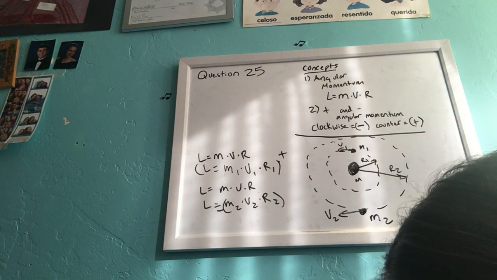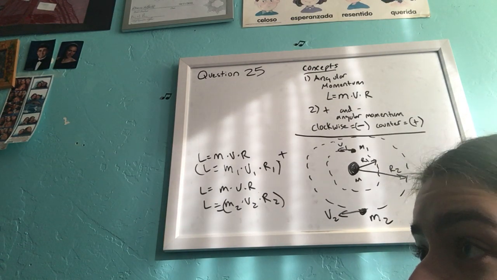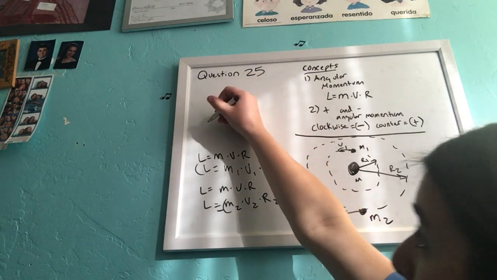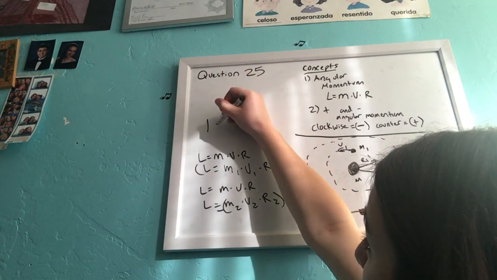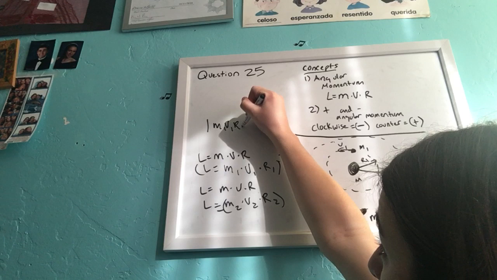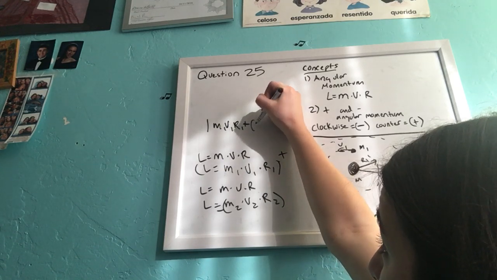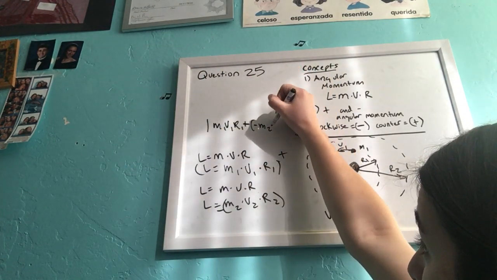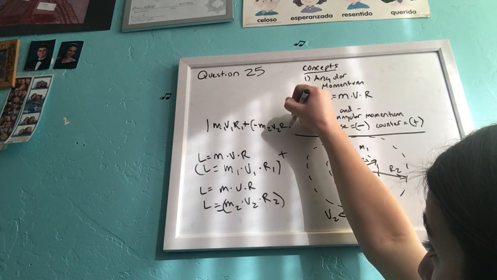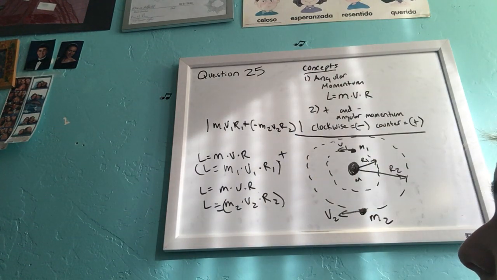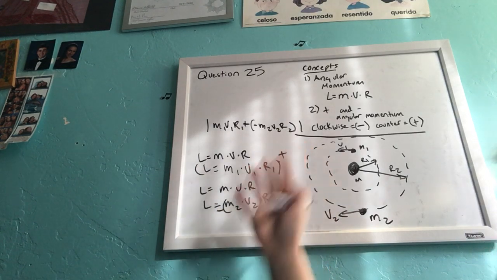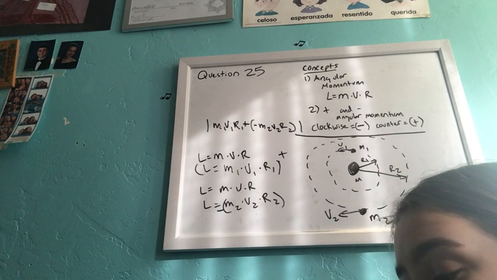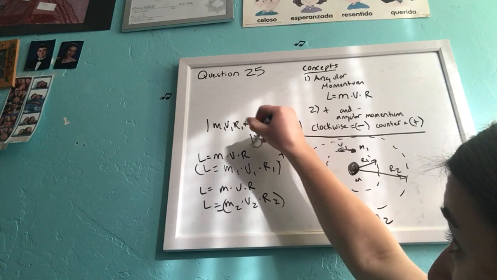So if we're trying to find the magnitude of the angular momentum, the total magnitude for the whole thing will be m1 v1 r1, plus negative, it's going clockwise, m2 v2 r2. And this can also be expressed as m1 v1 r1 minus m2 v2 r2. And so that means the correct answer to this question is D.